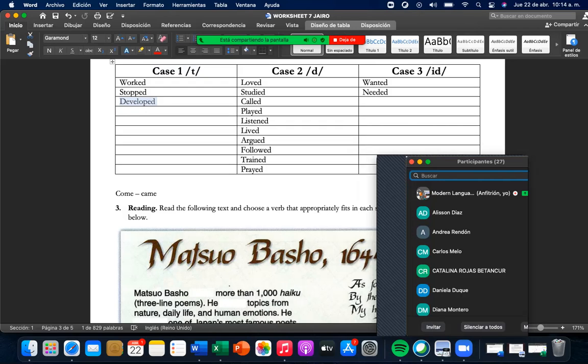Very good, Isabella. Remember that we need to exaggerate a little bit the last part, que sea como más exageradita y al final te queda perfecto, Isabella. But that was very good, okay? Thank you, Isabella. Thank you.